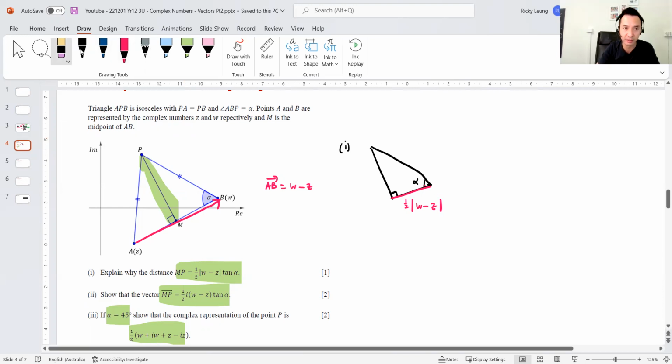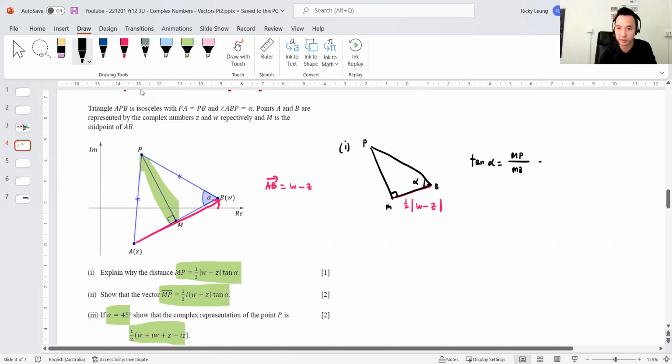And then MP is what I want. So just SOH CAH TOA: tan alpha equals opposite over, maybe I'll just label it as MB.